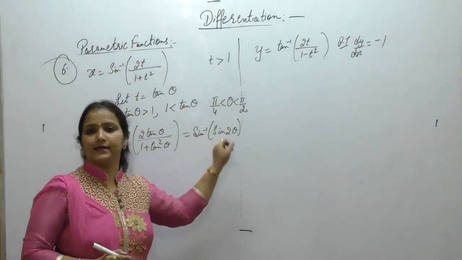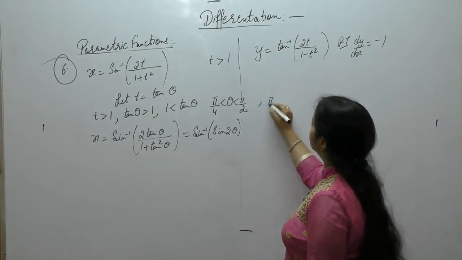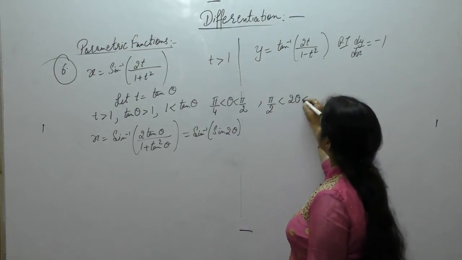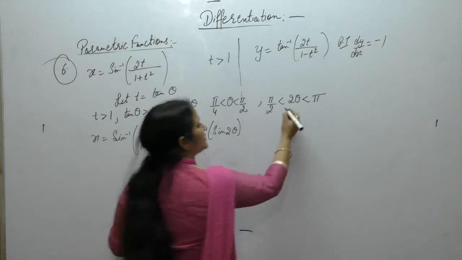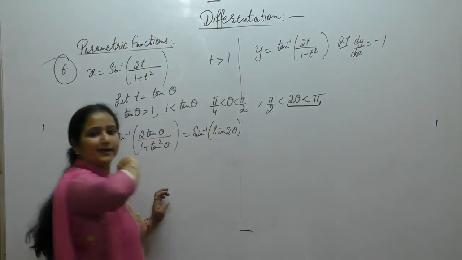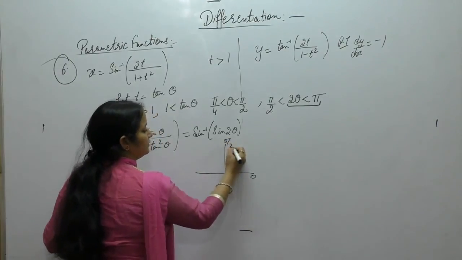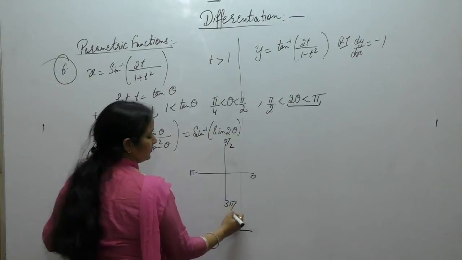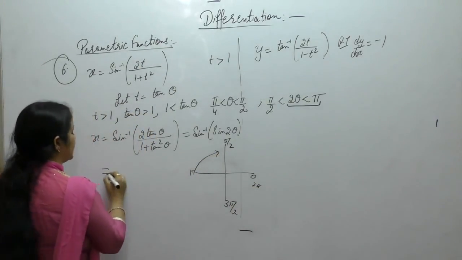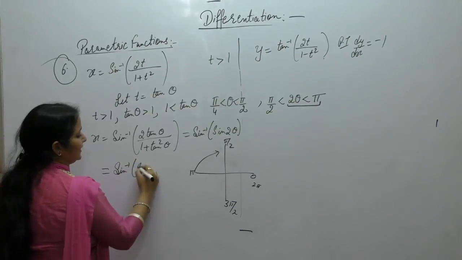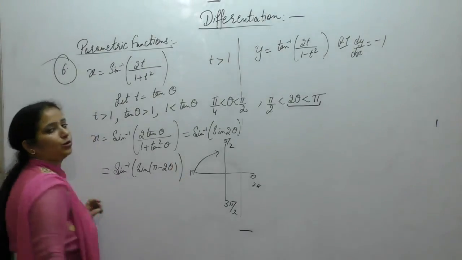Here the angle is 2 theta. So multiply this by 2. We get pi by 2 less than 2 theta less than pi. It means the value of 2 theta is less than pi. So instead of sine 2 theta, we write it as sine pi minus 2 theta.